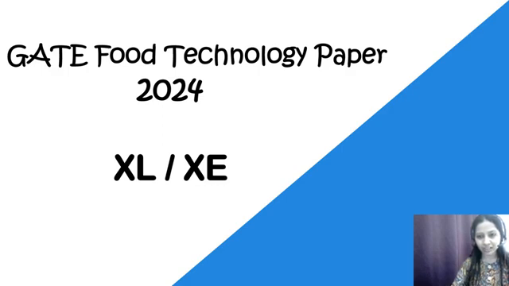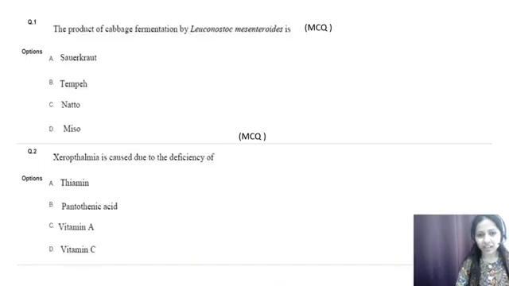So today we will discuss the question answers of GATE Food Technology subject 2024. So let us proceed. Question number 1. The product of cabbage fermentation by Leuconostoc mesenteroides is, options are sauerkraut, tempeh, natto and miso. So over here your correct option is option number A, that is sauerkraut. Whereas tempeh, natto and miso, these all are the products which are produced by fermenting the soya beans.